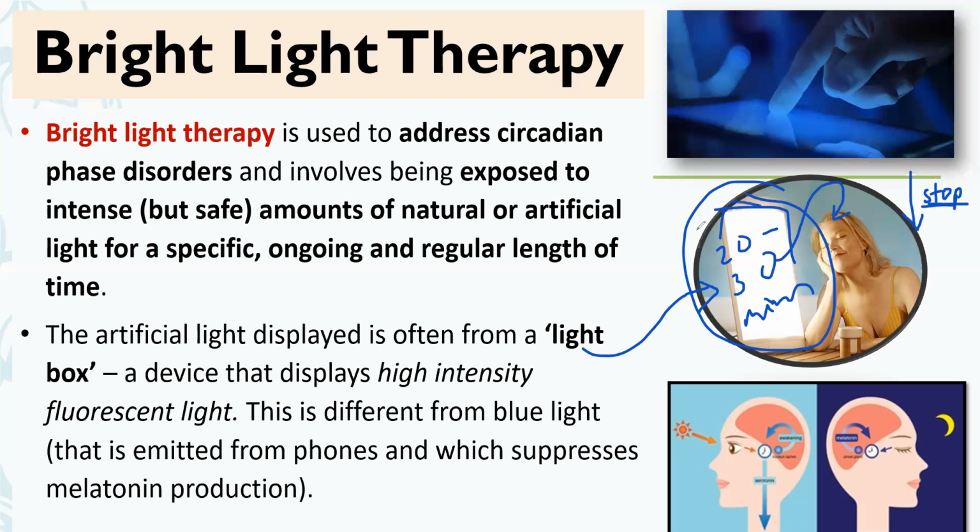This kind of light, which is white fluorescent light, is different from the blue light that your phones emit. Okay, and the blue light that your phones emit basically suppresses your melatonin production, but unlike the light box that we see during the day, you know, we look at our phones at every hour of the day, whether it's nighttime, whether it's 12 a.m.